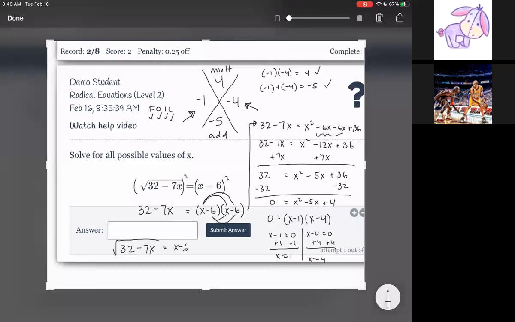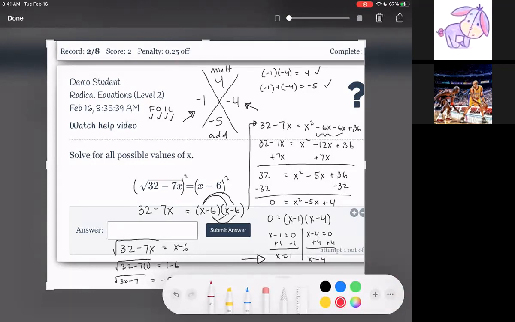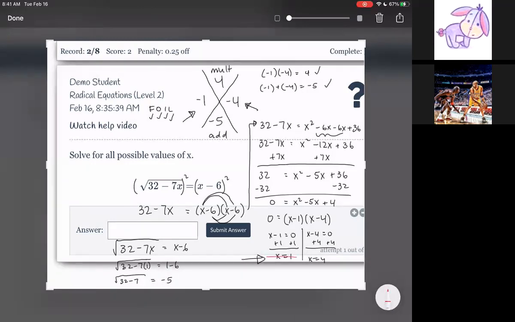Okay, and so let's plug each of these in. Plugging in, let's try x equals 1 first. So 7x is 7 times 1, and that's all inside our square root. And then x minus 6 is 1 minus 6. So we have the square root of 32 minus 7 equals 1 minus 6, which is -5. Once again, can your radical equal a negative? No, absolutely not. So this is not a solution.